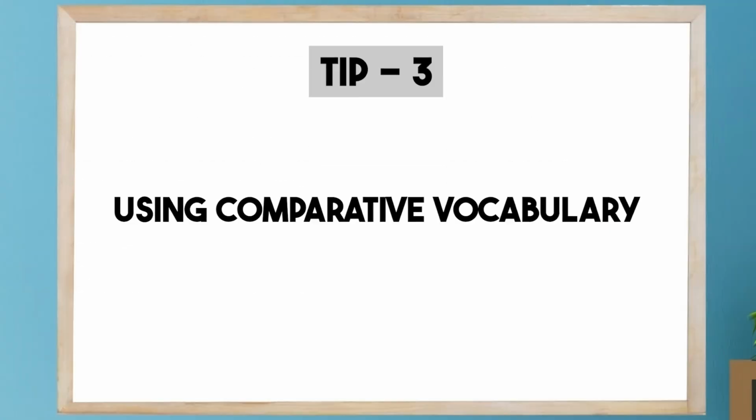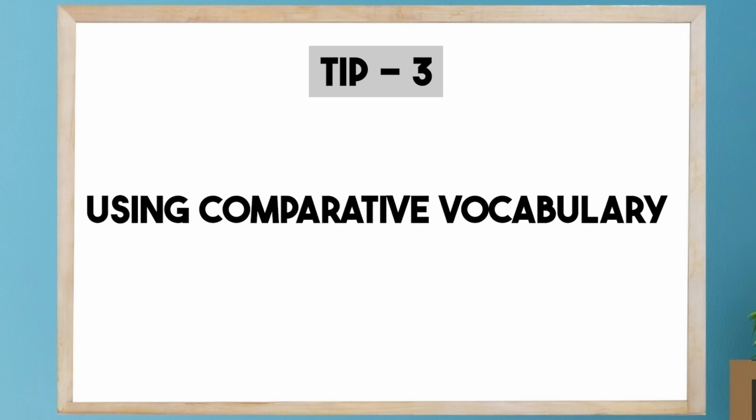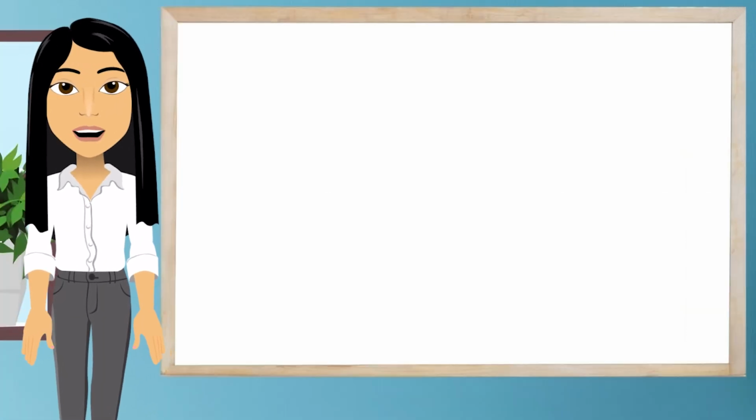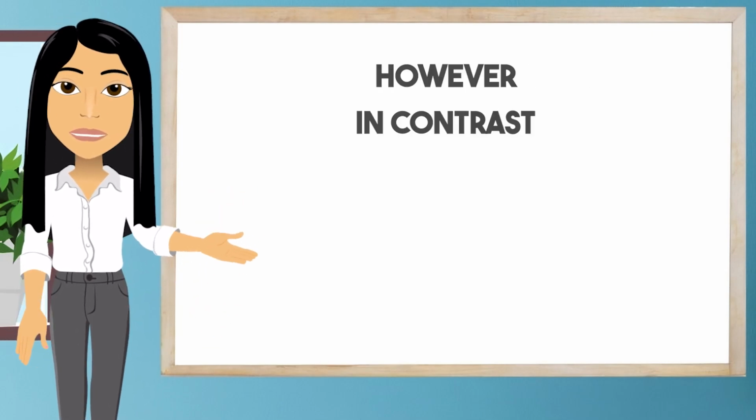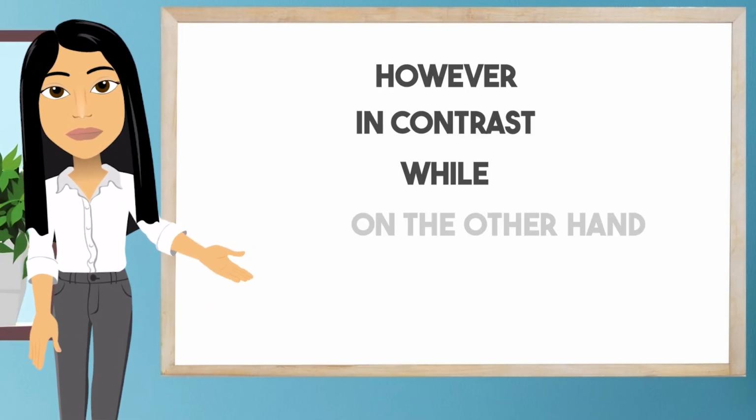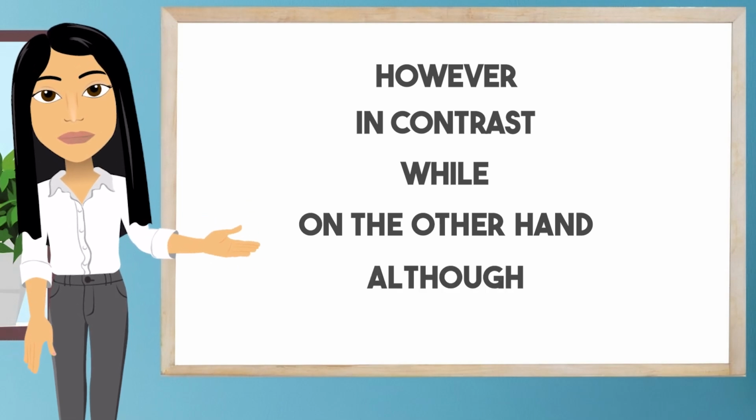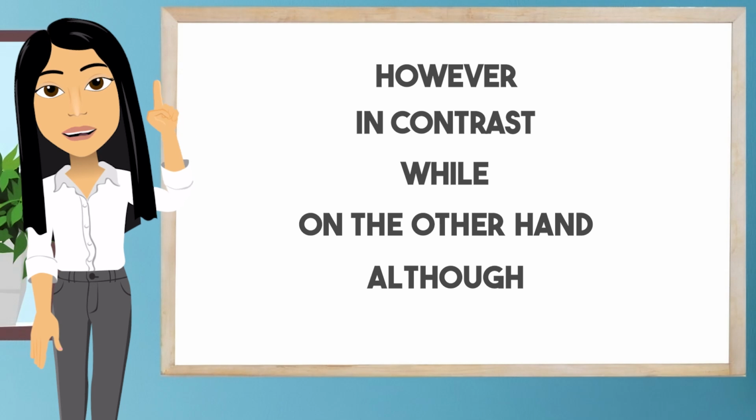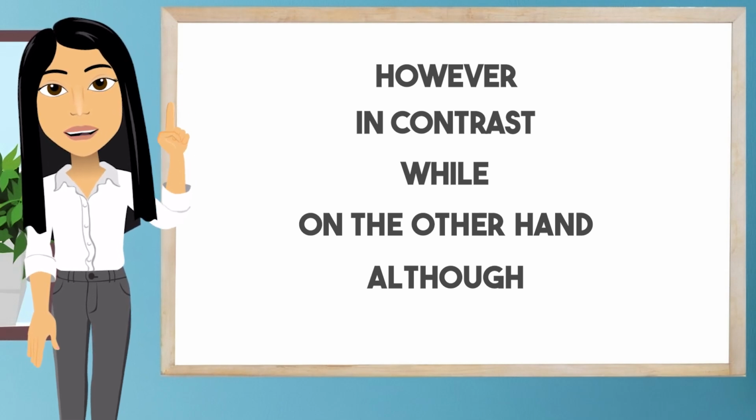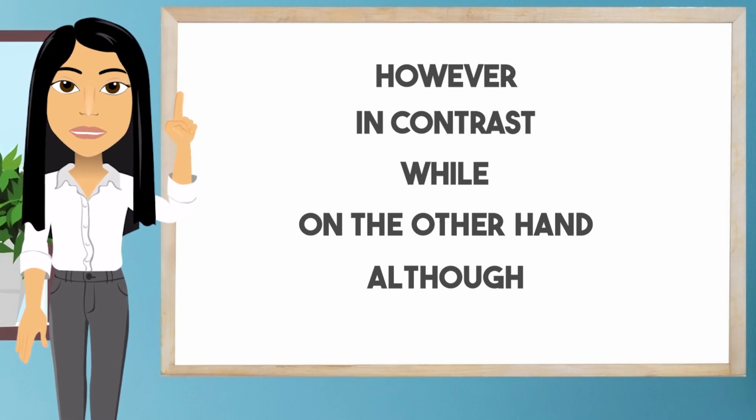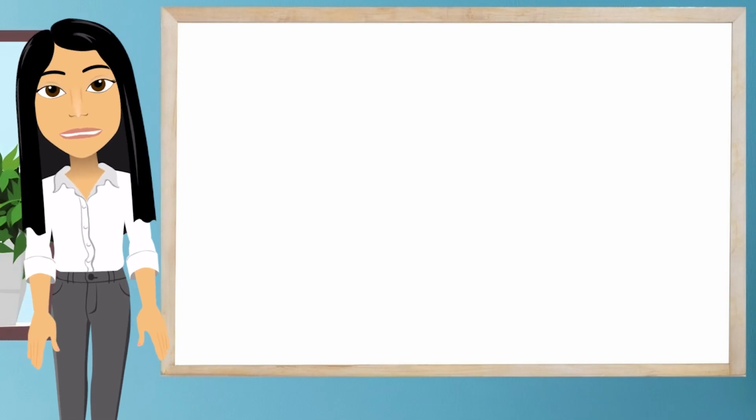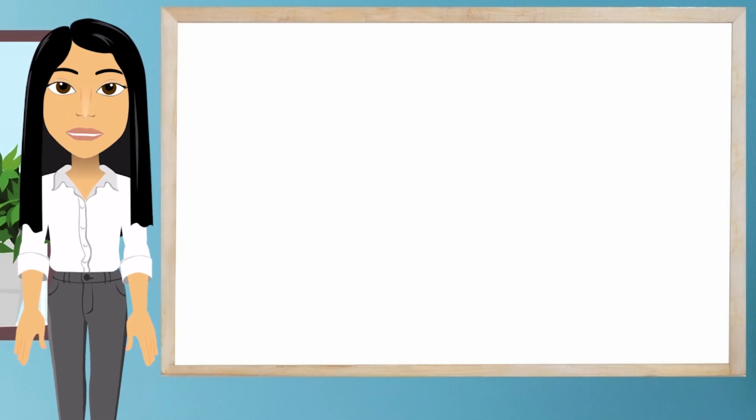Tip 3. Using comparative vocabulary. To express advantages against disadvantages, using a comparative sentence structure is essential. Words and phrases like however, in contrast, while, on the other hand, and although help to compare and contrast ideas effectively. It is crucial for expressing clear differences between ideas and highlighting contrasts in what you want to say. Here are some examples of how these words can be used to express the differences more obviously.